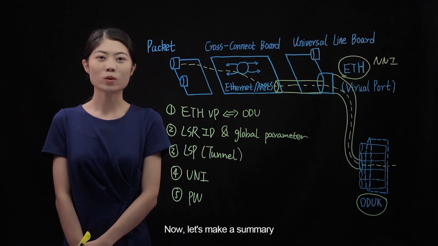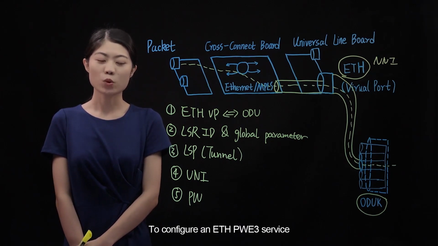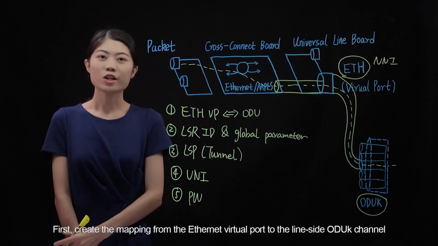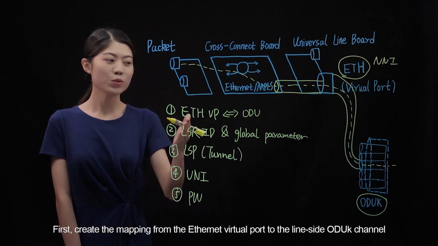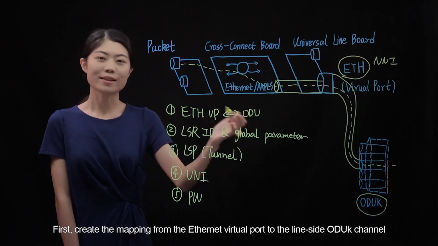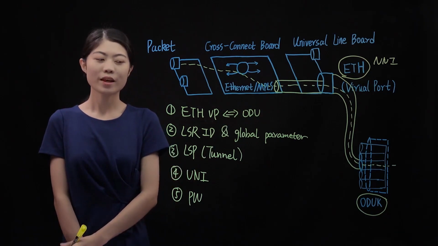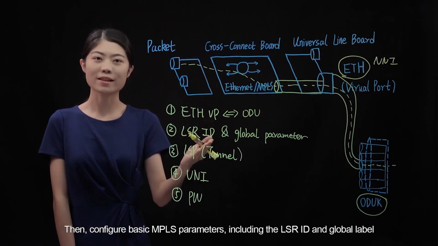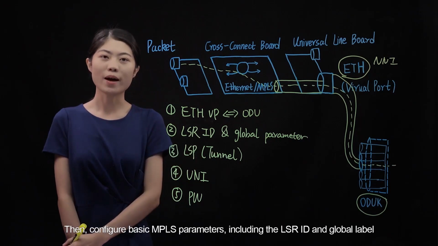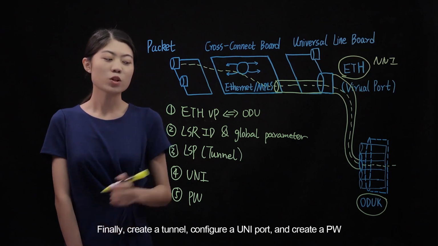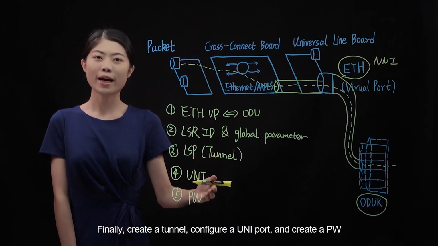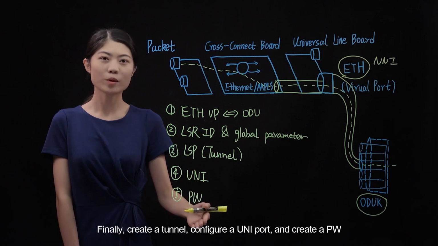Now, let's make a summary. To configure an FPWE3 service, first, create the mapping from the Ethernet virtual port to the line-side ODUK channel. Then, configure basic MPLS parameters, including the LSR ID and global label. Finally, create a tunnel, configure a UNI port, and create a PW.